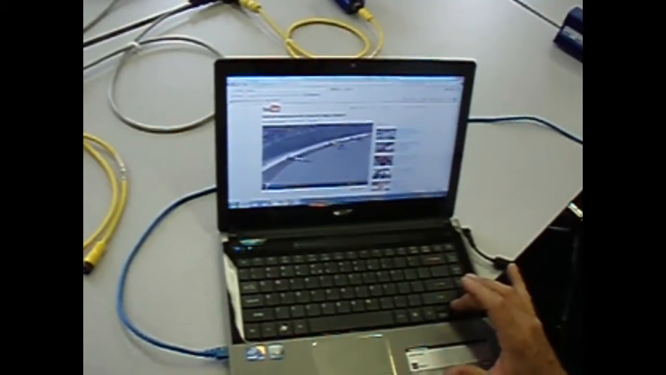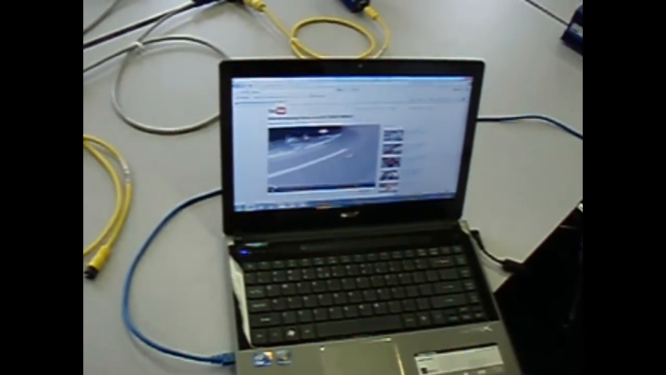Now just 2 laps remaining. There's Carl right behind. It's now 7/10 to the second.